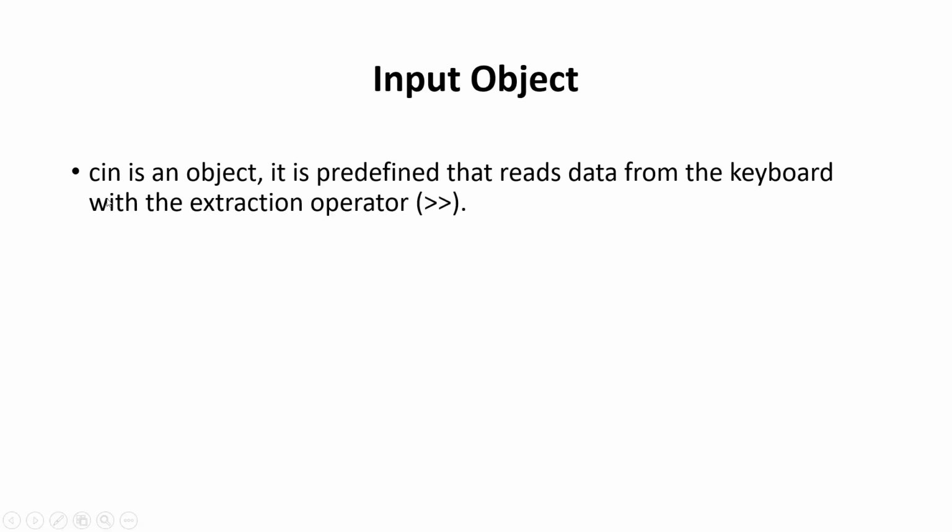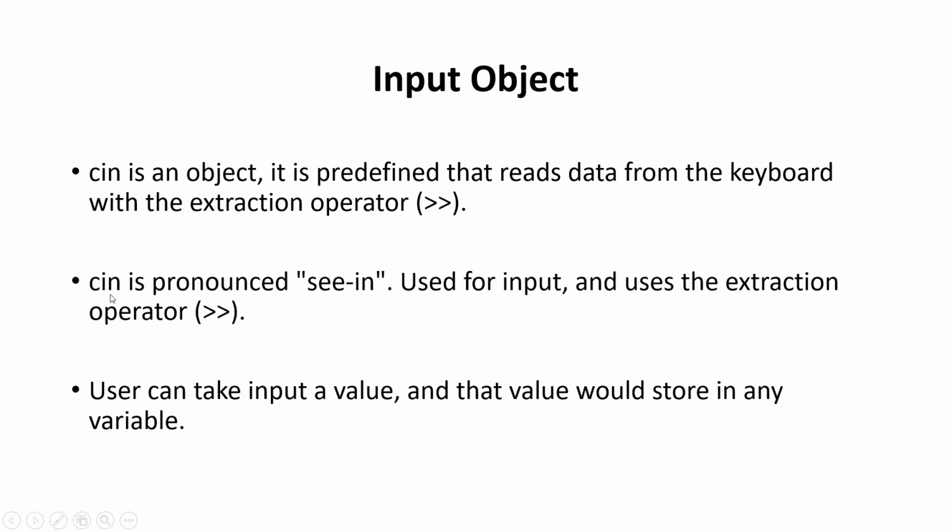Input object. Cin is an object. It is predefined and reads data from the keyboard with the extraction operator. Cin is pronounced "see-in", used for input, and uses the extraction operator. The user can input a value and that value will be stored in a variable. Cin is used to take input from the user, and its value will be stored in a variable.